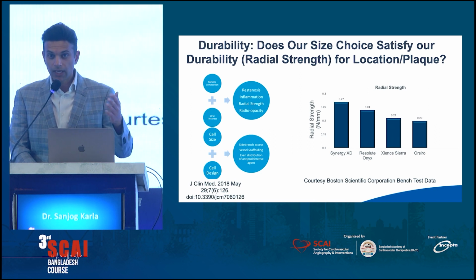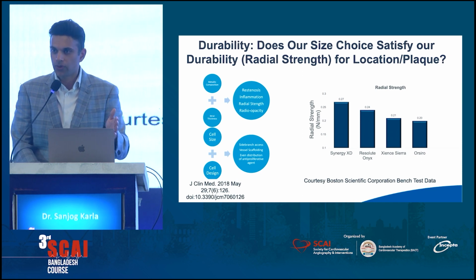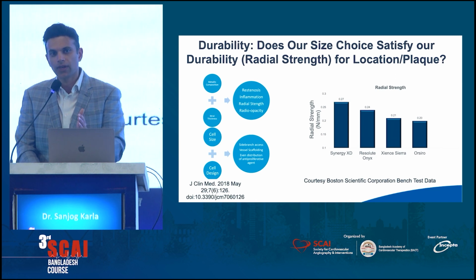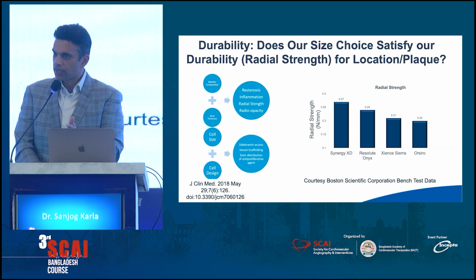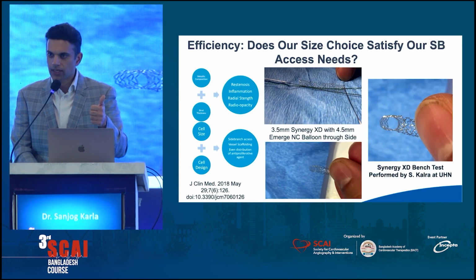It's not to say that, again, you can't use any of the other ones, but we chose a stent based on the size. But the size is only one component, so you've got to then back check whether or not the other things that you're looking at are going to satisfy your needs. So now back checking, I fulfilled my durability need. What about side branch access?